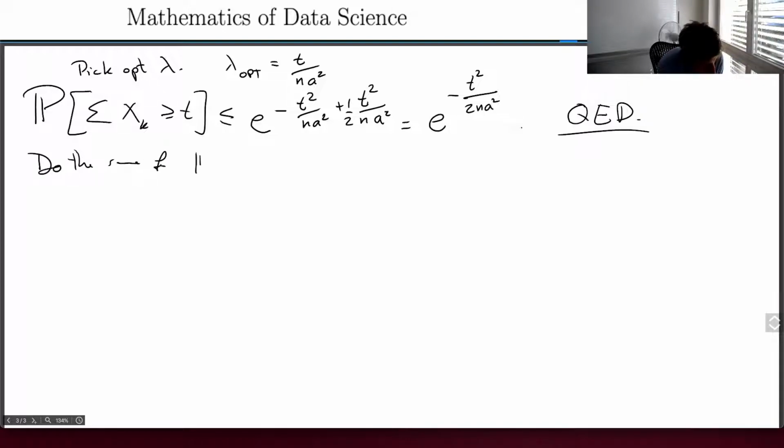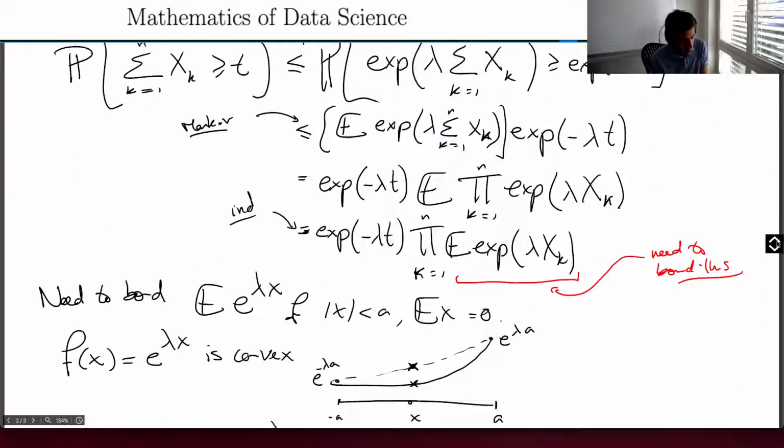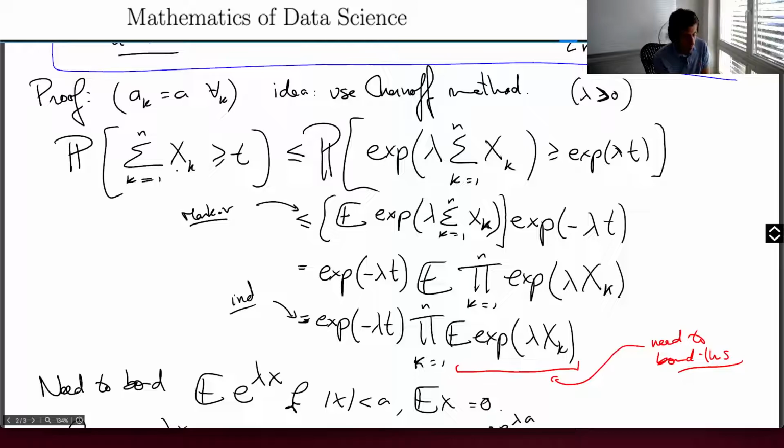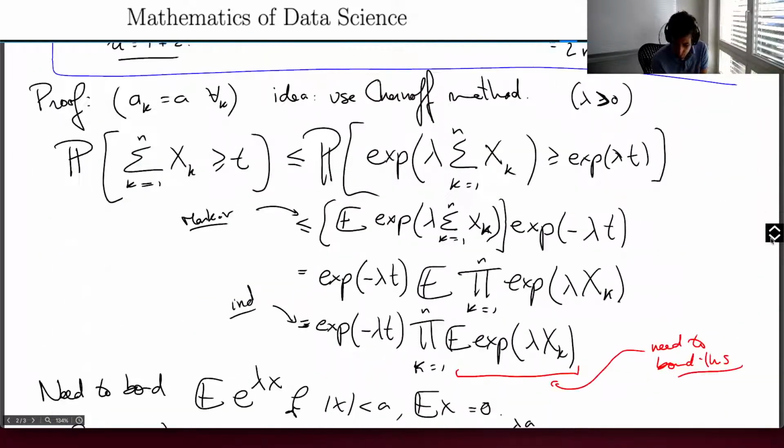for the probability of minus exponential of xk in the order of some t, and then you would do a union bound. You need to union bound on both, and that's how the factor of 2 comes about, right? Because I'm controlling the two tails. Because I have the absolute value, I have to prove that it's not too big and it's not too negative. That's where this 2 comes from.